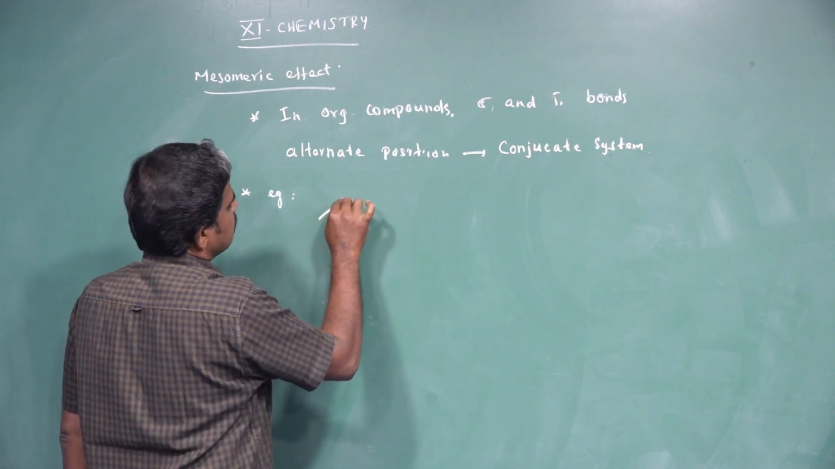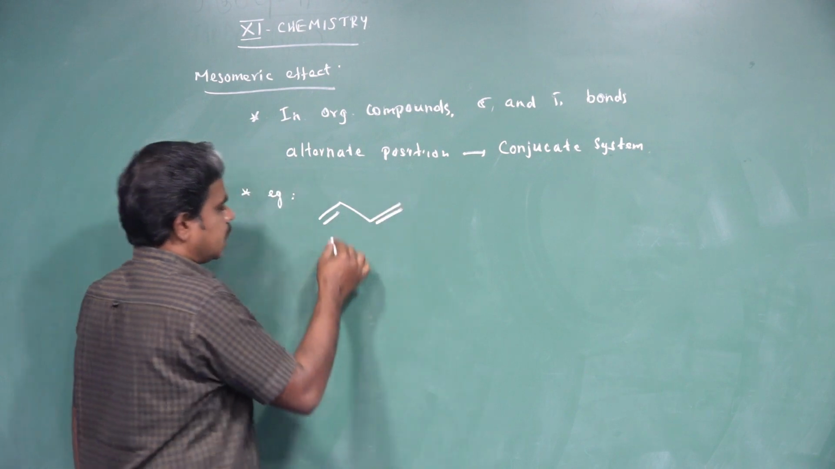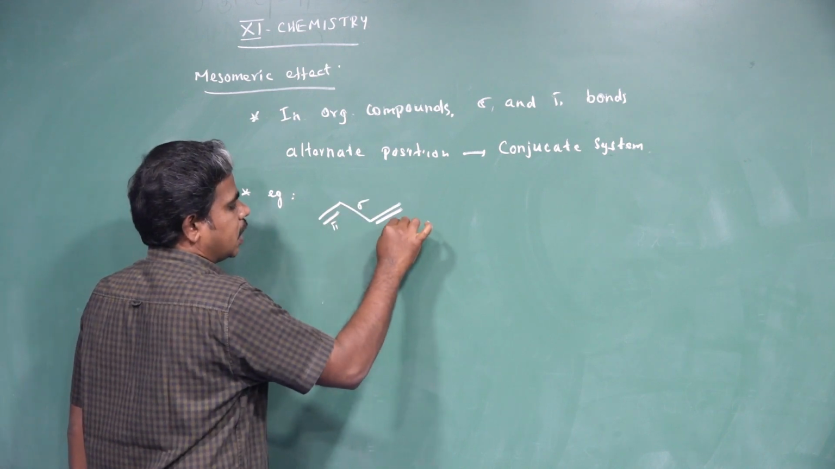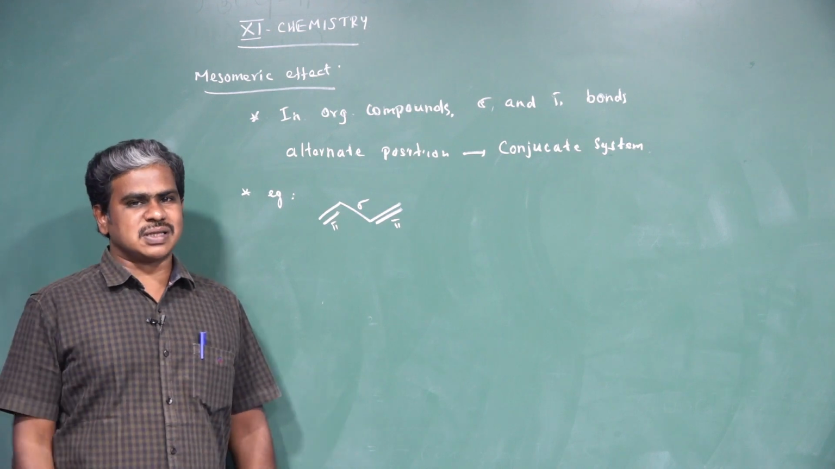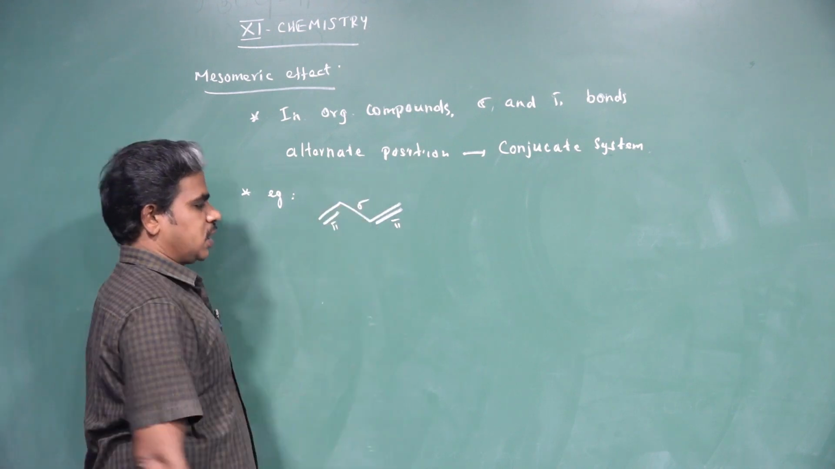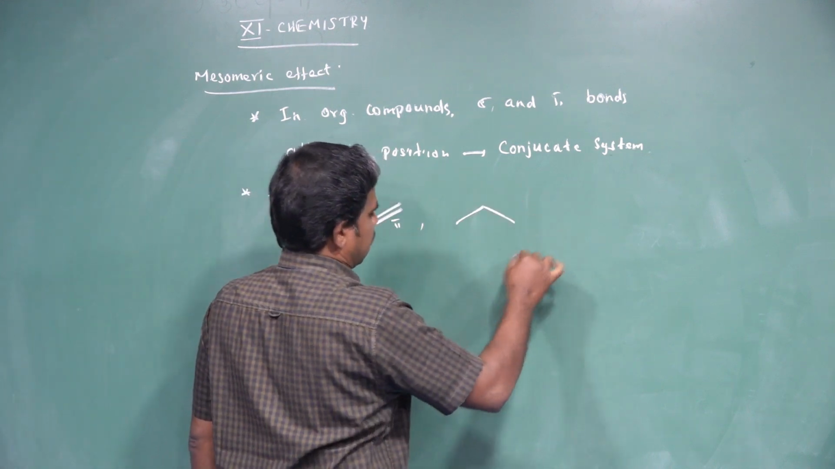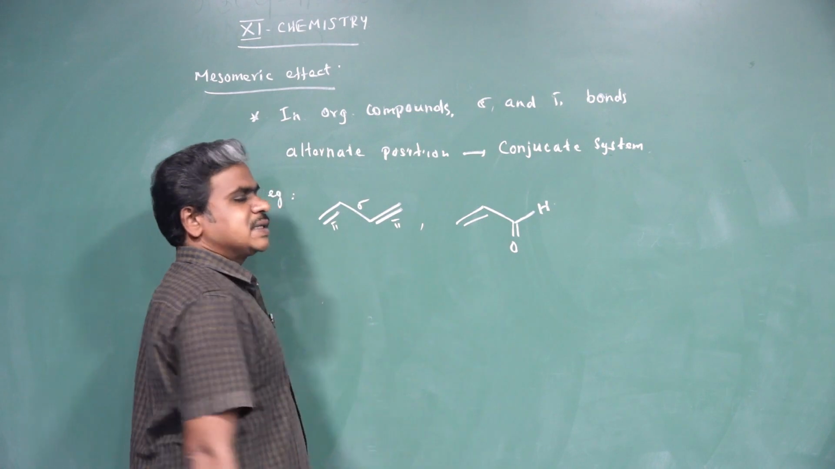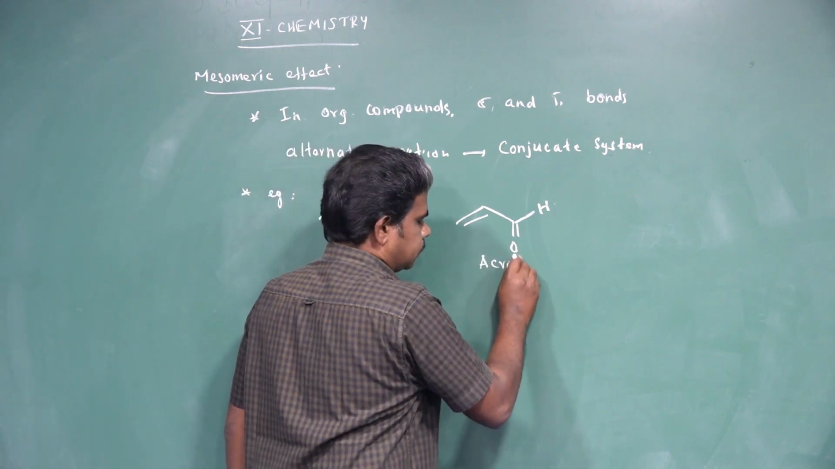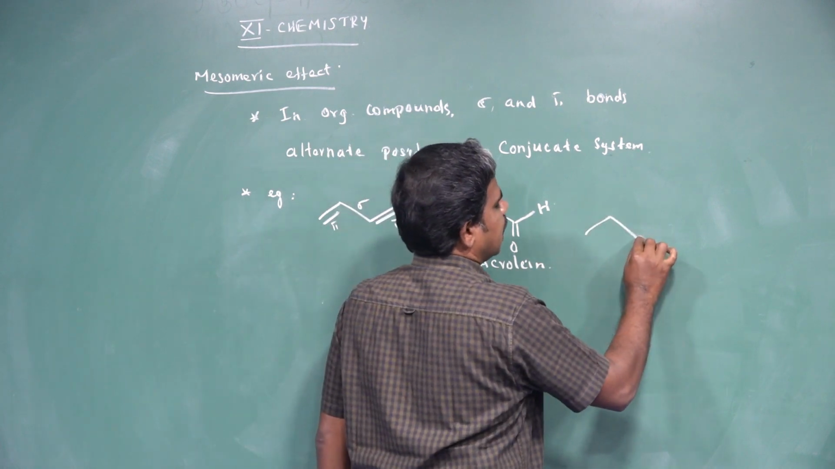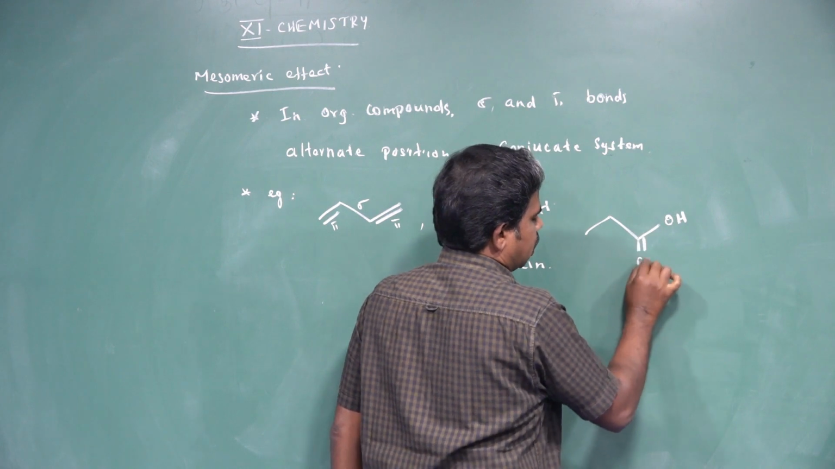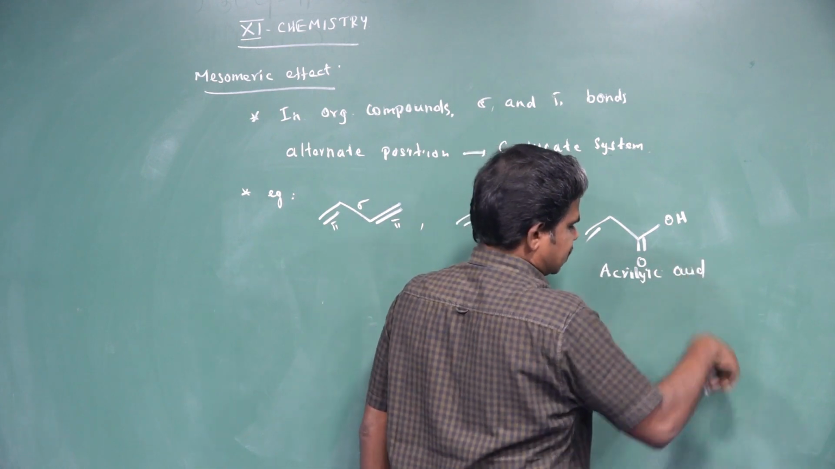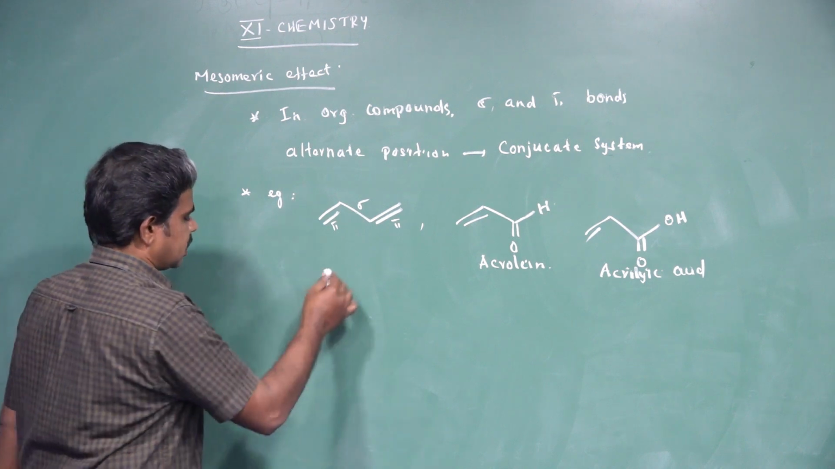Now we take 1,3-butadiene. Here there is a pi bond, a sigma bond and a pi bond. So when sigma and pi bonds are present in alternate positions, it is called a conjugated system. Also, we take acrolein, with a double bond to O and the H, and acrylic acid, with OH and a double bond to O. And also benzene.